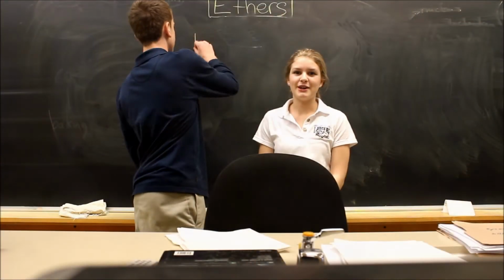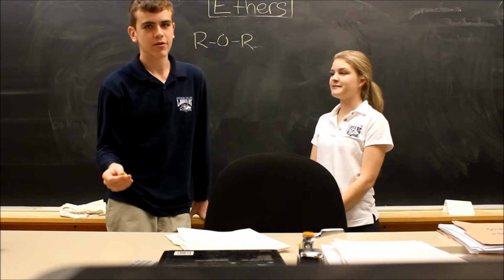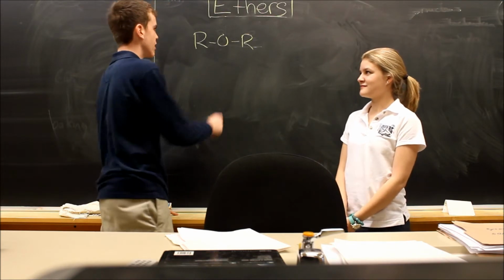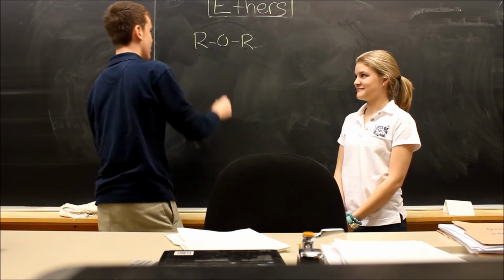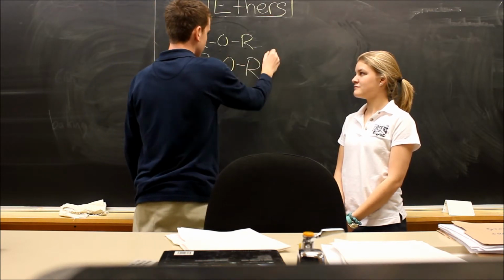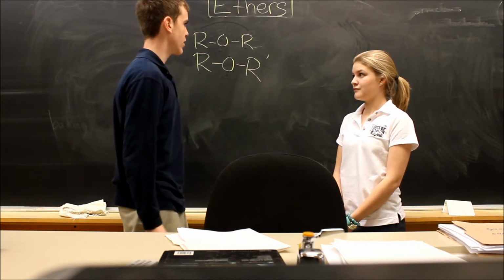Hello, today we're going to tell you everything you need to know about ethers. An ether is an organic compound composed of two alkyl groups bonded to an oxygen. The general formula for an ether is R bonded to O bonded to R, where these two are identical. Ethers also have a second general formula because both alkyl groups don't have to be identical, so it could be R, O, and then R prime, showing that there are two different alkyl groups.